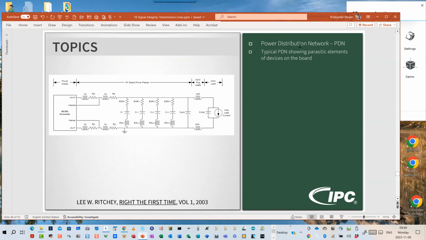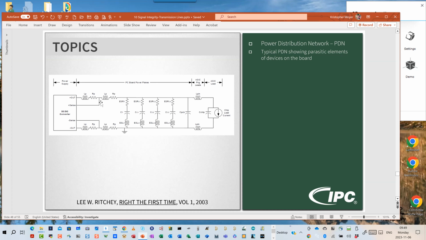Typical power distribution network showing parasitic elements. Again, I borrowed this out of Lee Ritchie's book just because he did such a good job of this. Remember from course 1 that the real model of a capacitor, for every physical capacitor that you put on your board, we have a free resistor and a free inductor.